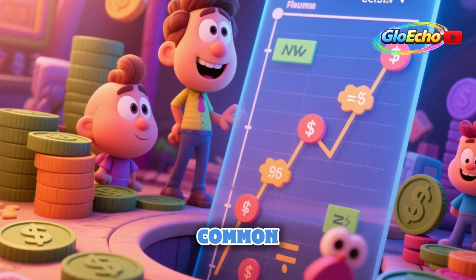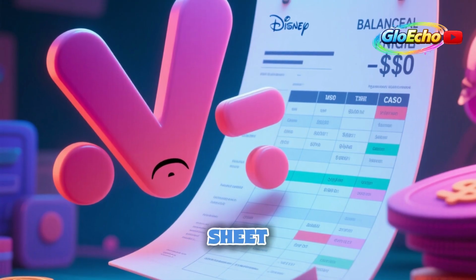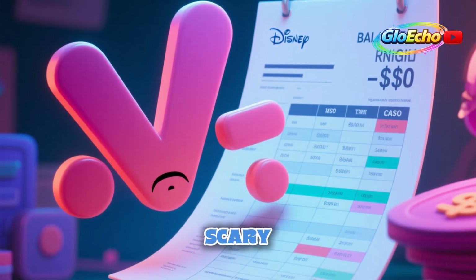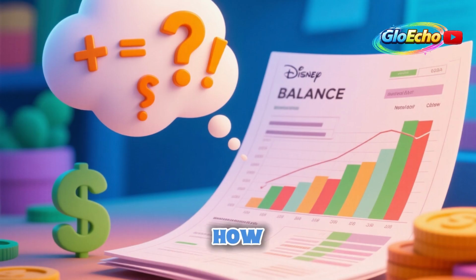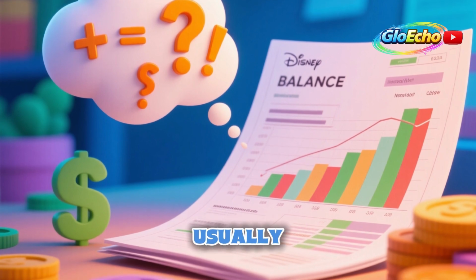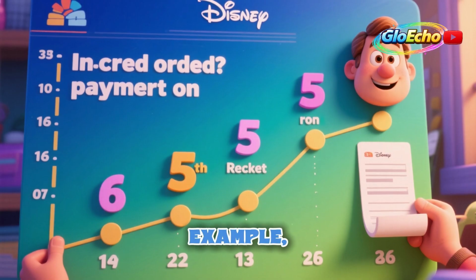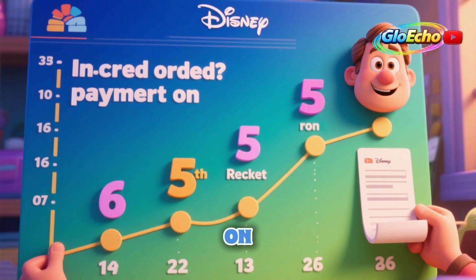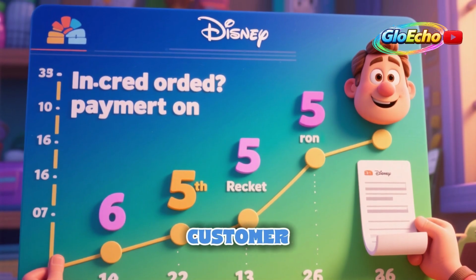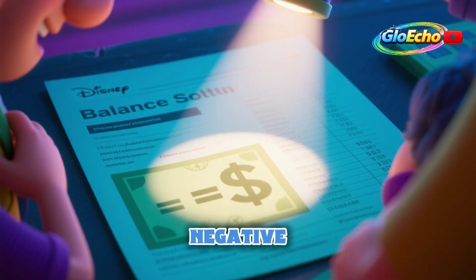Let's talk about another common head scratcher: negative cash. You look at your balance sheet and see cash in hand with a big, scary minus sign next to it. How can you have negative physical cash? It's impossible. This usually happens when you record a payment before you've recorded the receipt of funds. For example, you pay a supplier on the 5th of the month, but you only record the cash you receive from a customer on the 6th. For that one day, Tally shows you have negative cash.